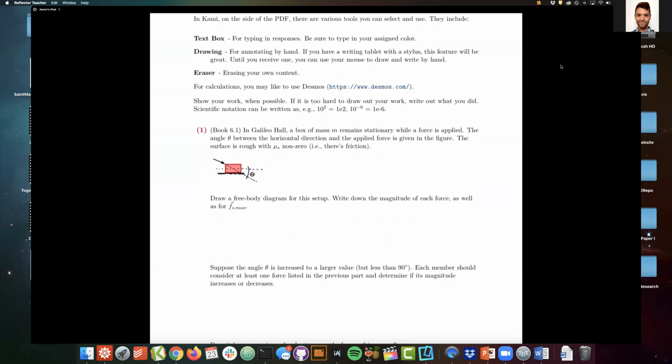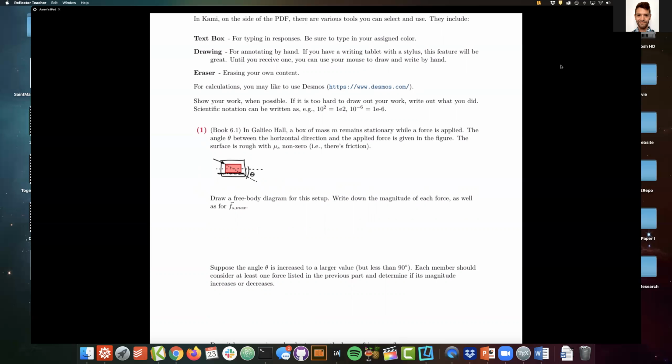Now forces with friction. In Galileo Hall, a box remains stationary while a force is applied, the angle is given, and the surface is rough. Draw a free body diagram for the setup, and write down the magnitude of each force as well as the maximum possible static friction force.